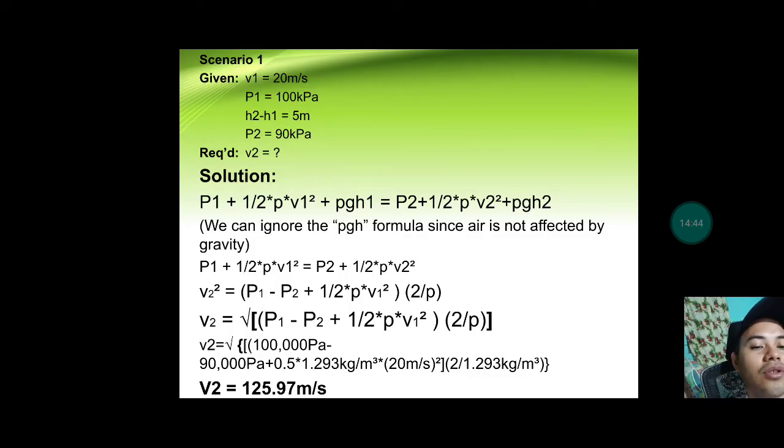And then you should calculate the value inside the bracket first before using the square root. Okay, so as you can see, V2 equals 125.97 meters per second. Okay, that's for scenario 1.